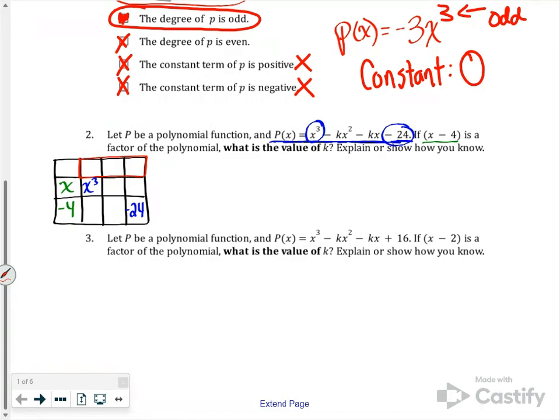Now we don't know exactly what the coefficients are. We know this one is negative k and we know this one's negative k. But what we should do to solve this problem is begin the division process, and we're going to fill in as many boxes as we can before we try and figure out what the value of k is.